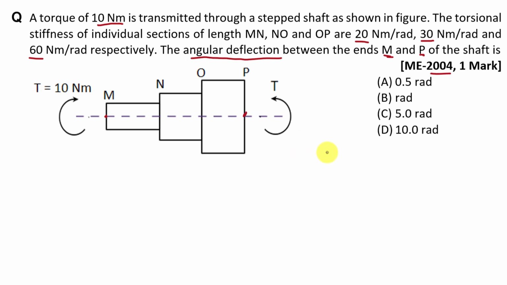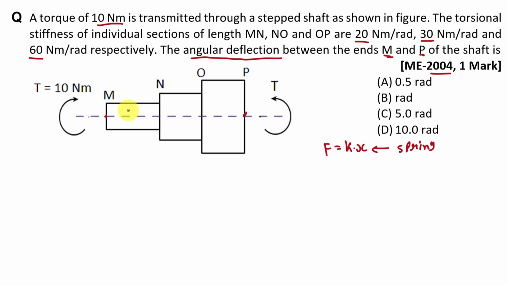Now see, we know the equation that F is equal to K into X. Here F is force, K is stiffness and X is deformation. But this equation is for linear deformation of this shaft, right? Means it is for axial loading condition. And we also know that this equation is for spring.